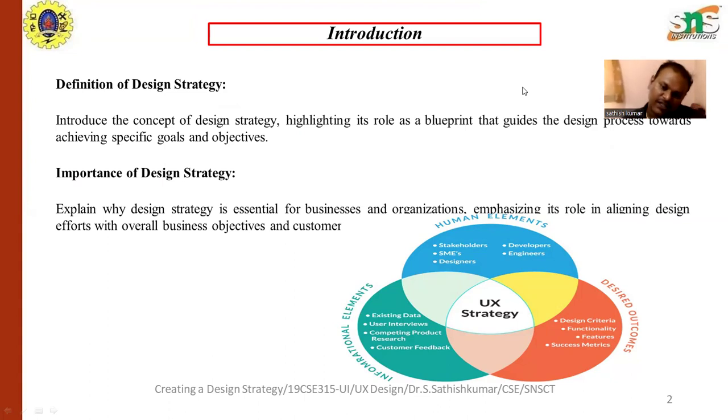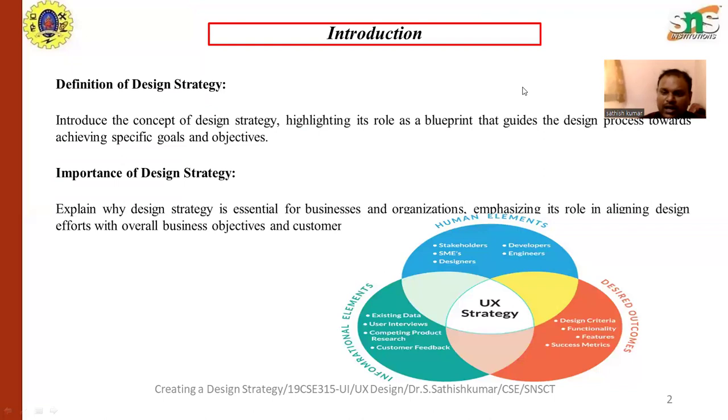So, what are the strategies we are following? First one is human elements. The next one is desired outcomes, and another one is information elements. In human elements, we focus on stakeholders, SMEs, engineers and designers, developers and engineers. So the human elements, the human needs. The main thing is we have the existing users. After that, designers, developers, and engineers. So from these UX designers, we need to collect the data from the desired document.